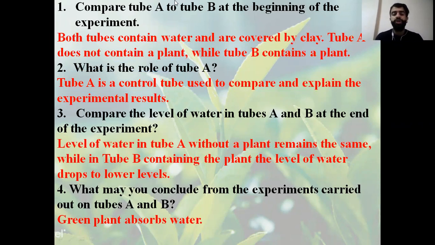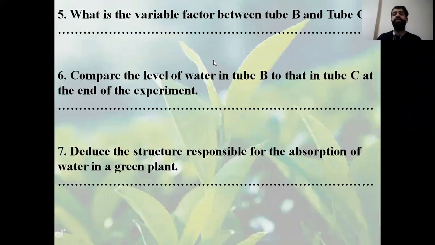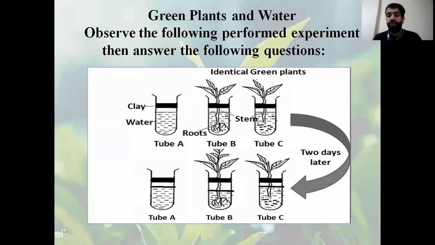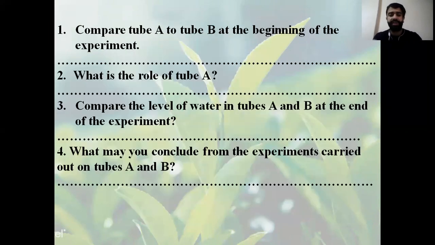Moving now to question number 5. Question number 5, what is the variable factor between tubes B and C? Tube B contains a plant with root and stem. However, tube C contains a plant with only stem. So here is the variable factor. The variable factor is the roots.